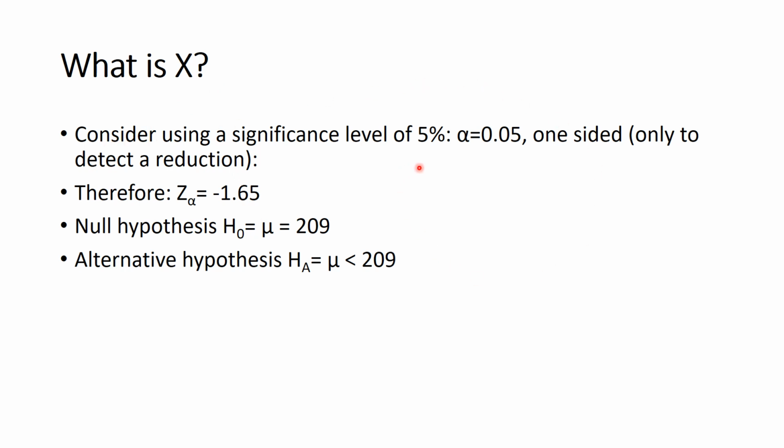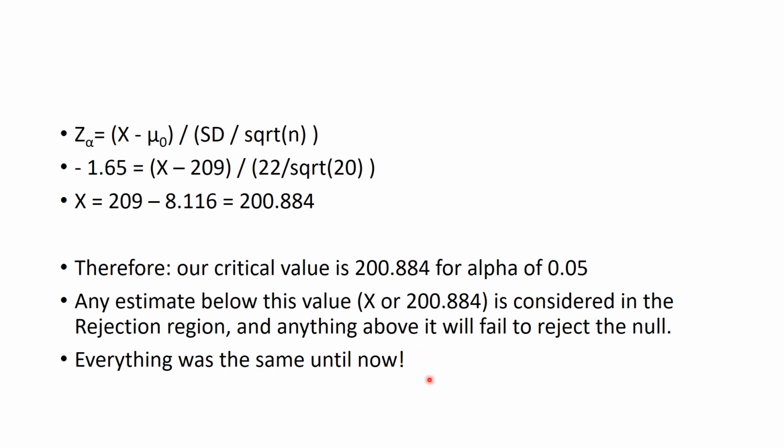Again, the situation is the same. Our null hypothesis, our alternative, significance level we are using is the same. So our z alpha will be again negative 1.65. So basically up until now, everything is the same. The critical value is still 200.88 seconds for an alpha of 0.05. So any estimate below this value is considered in the rejection region, and anything above it will fail to reject the null. Everything the same up until now.